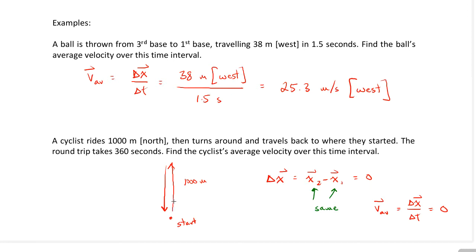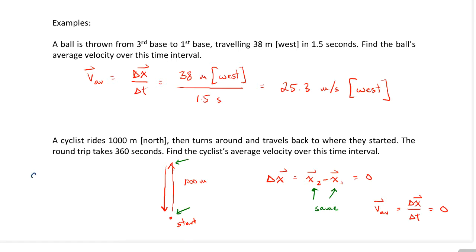Now, if we wanted their average velocity from here to this time, then that would be very different. We would take our 1,000 meters north and divide by, let's say that took 180 seconds. Then we would divide our 1,000 meters by 180 seconds, and we'd get that answer as our average velocity for just the first part. But if we're asking for the average velocity for the whole thing, we need the displacement for the whole thing, and in this case, that's 0.